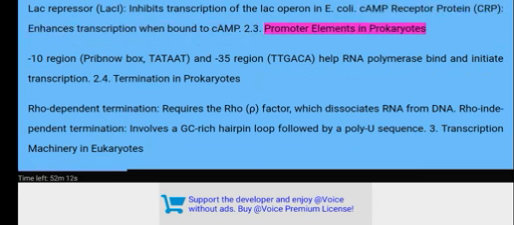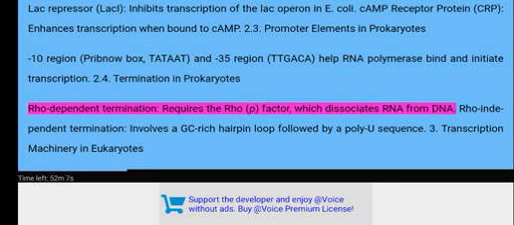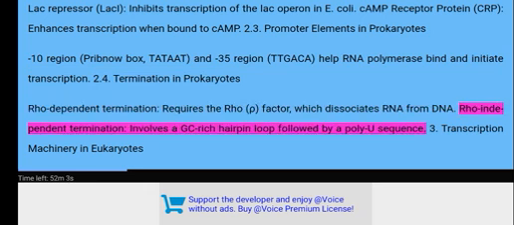2.3. Promoter elements in prokaryotes. The -10 region, Pribnow box, TATAAT, and the -35 region, TTGACA, help RNA polymerase bind and initiate transcription. 2.4. Termination in prokaryotes. Rho-dependent termination requires the Rho factor, which dissociates RNA from DNA. Rho-independent termination involves a GC-rich hairpin loop followed by a poly-U sequence.